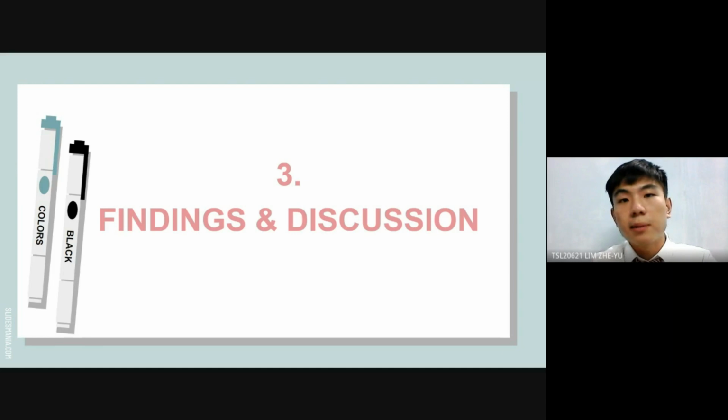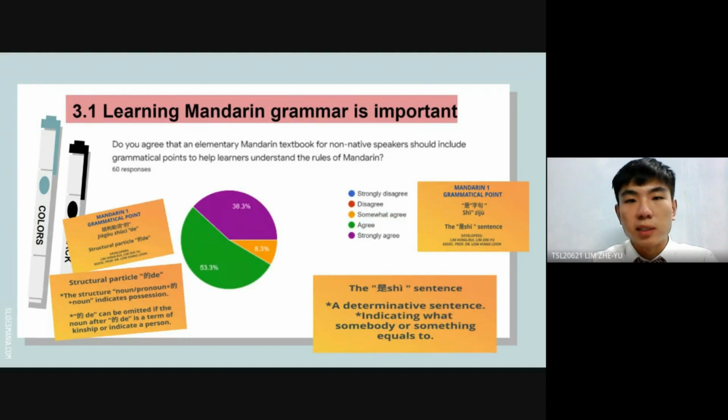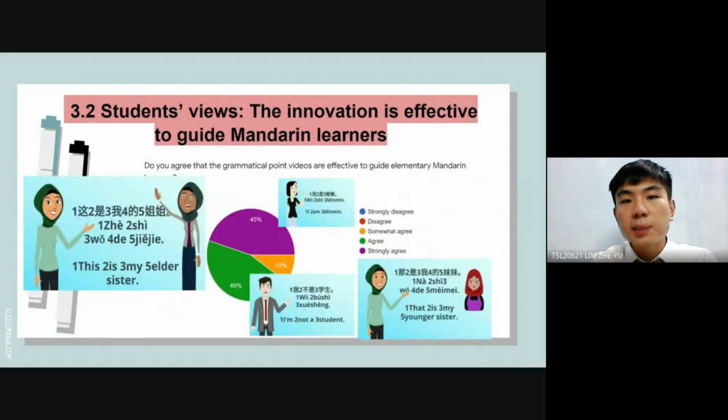Hi, my name is Lim Zheyu, and let me continue with the findings and discussions. So for the majority of respondents, which is 91.6%, they admitted that a Mandarin textbook for non-native speakers should include sufficient grammatical points to help learners understand the rules of Mandarin. Furthermore, 90% of the respondents agreed and strongly agreed that the videos are highly effective for improving their Mandarin learning.